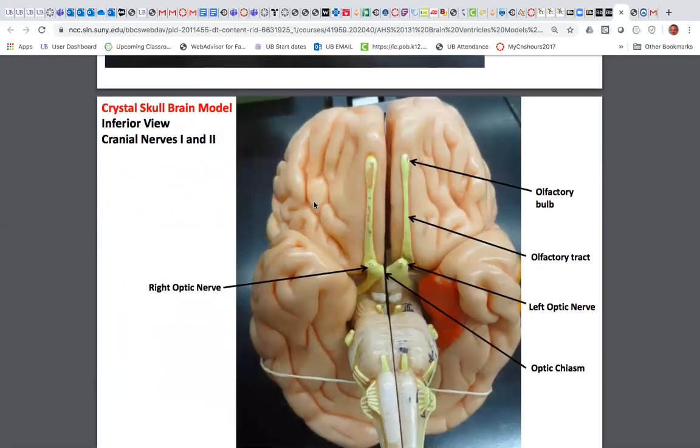From the underneath surface, you can see these 2 yellow regions. This is the one called the olfactory nerve. The olfactory nerve is cranial nerve 1. At the very end is the olfactory bulb. This is olfactory tract or olfactory nerve, cranial nerve 1 for sense of smell. Here is cranial nerve number 2. This is your right optic nerve, left optic nerve, and where the 2 crisscross right there is called the optic chiasm. The chiasm is the crisscross.